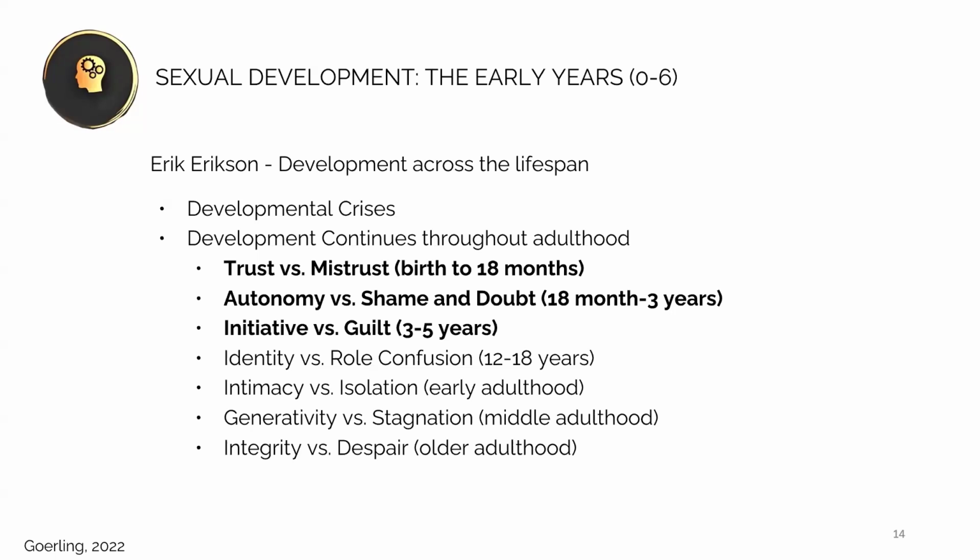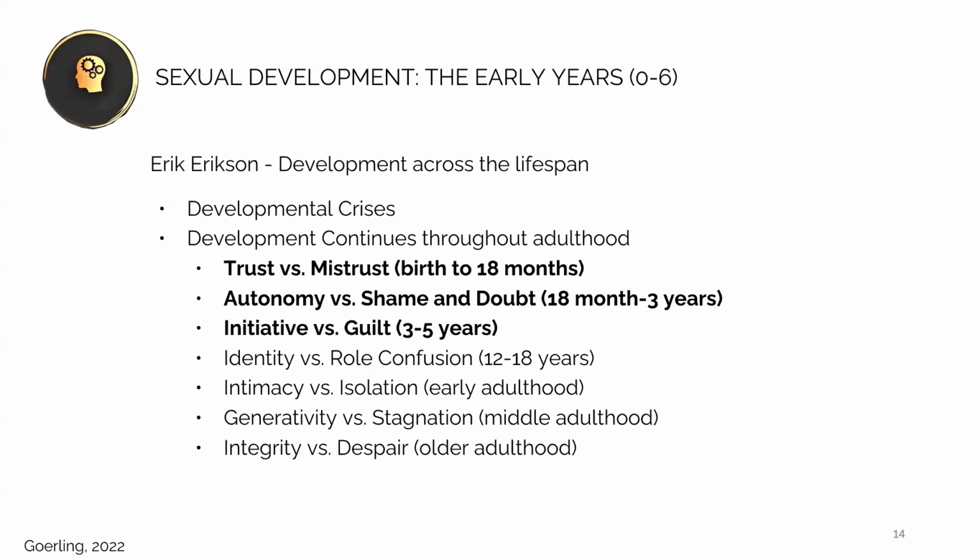The developmental stages of Erikson that are covered in our training today include trust versus mistrust, which is birth to 18 months, autonomy versus shame and doubt, initiative versus guilt. But then he went on to say that even after that, there is identity and role confusion, trying to figure out who am I, where do I belong, and intimacy versus isolation. That's really about how people engage in relationships and finding partners.